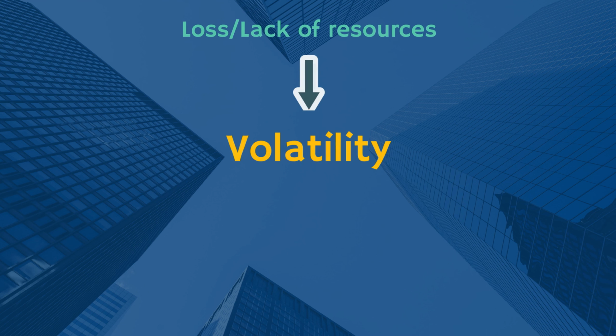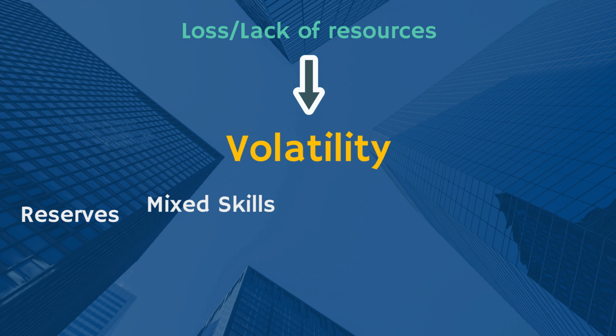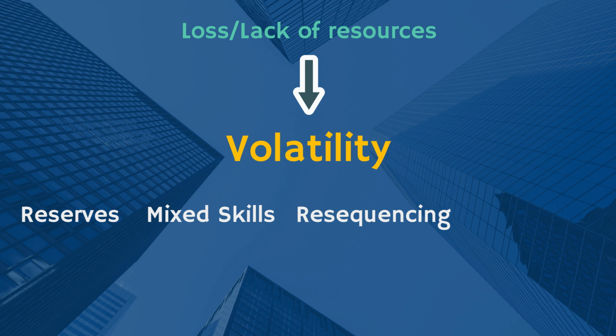Finally, volatility can also be solved by many approaches. The simplest is reserving resources to cover delays and budget overruns. Training your team on different sets of skills is also helpful to cover for any missing resource. Resequencing work to postpone activities that require a missing resource, or outsourcing work, can also help in solving volatility.